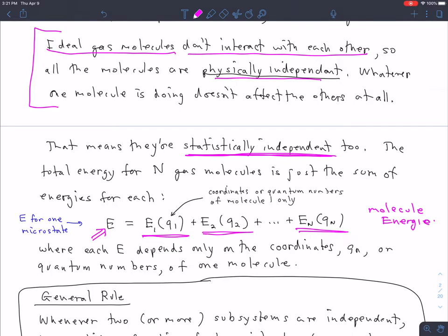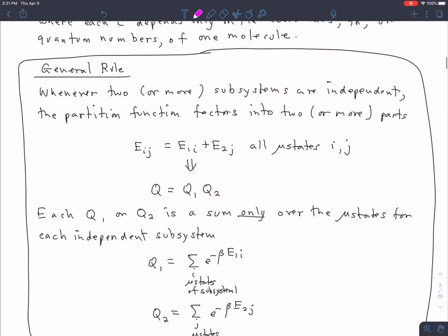furthermore, each of those terms in the sum depends only on its own variables, right? The q1s that I have here, those are the variables that this energy E1 depends on. Those are different variables from the ones for the next term, and different variables for all the other terms as well. As long as the total energy of one microstate is a sum of terms, and each of the terms depends on different variables, then you have independent subsystems. And here's the general rule.